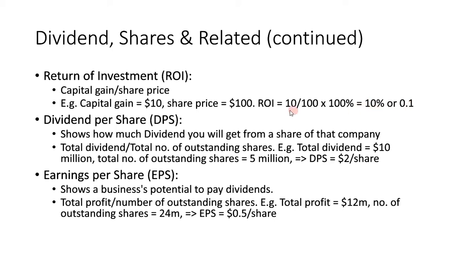0.1 or 10%. Dividend per share is just how much dividend you'll get per share that you own of a particular company. So the equation is total declared dividend of that company divided by total number of outstanding shares. And what outstanding shares really are is just the shares that are public, so shares that are available for people to buy. So it's in the market.